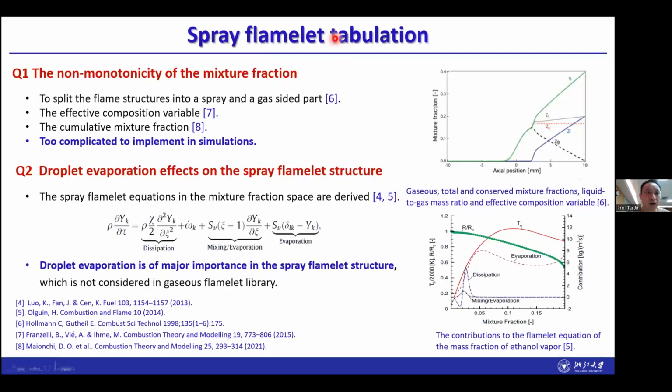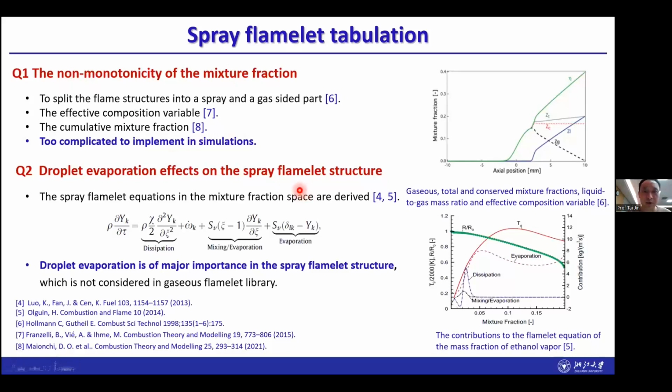So the one question is about the mixture fraction. The mixture fraction is non-monotonic. So there have been some methods to overcome this problem. The first one I just mentioned is to split the flame structure into a spray-side and a gas-side part. This is one approach, and also there are effective compensation methods available, like this one, the mixture fraction C here, and also some researchers use cumulative mixture fraction. These kinds of approaches can somehow overcome this problem, but they are too complicated to implement in simulations. So this is the first issue of the first question.